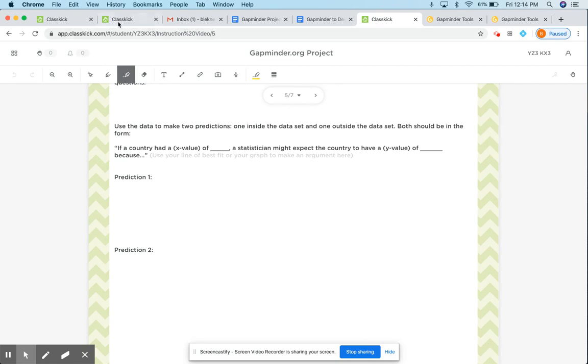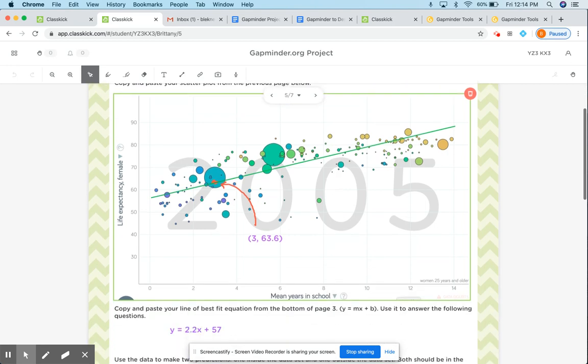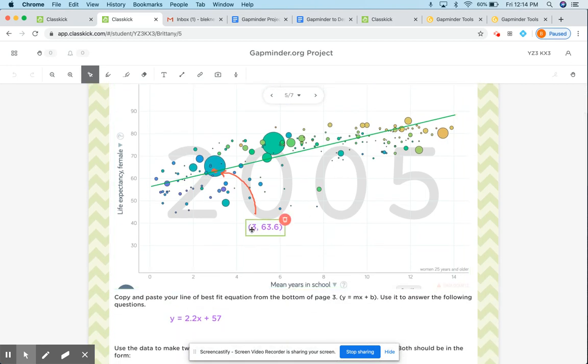So what this kind of looks like in my example is I picked an X value of 3, and then I calculated it with my line of best fit. Then I actually picked an X value of 20, which this is only 14, so 20 would be way over here somewhere, like right there. And I figured out what the life expectancy would be there.